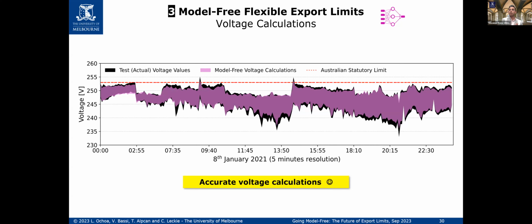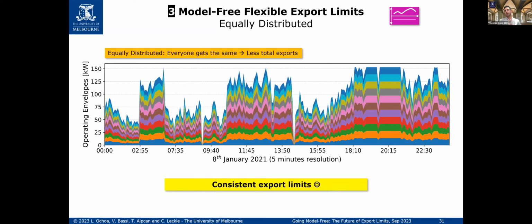Whereas we have 2 points in which we can see that we already exceed the voltage statutory limit, which is this red dashed line that we are seeing. So for these 2 points, what we expect is that customers are not able to export at those moments because we are already exceeding the voltage limit. All right. So what we are presenting here is first the result for the equally distributed allocation technique.